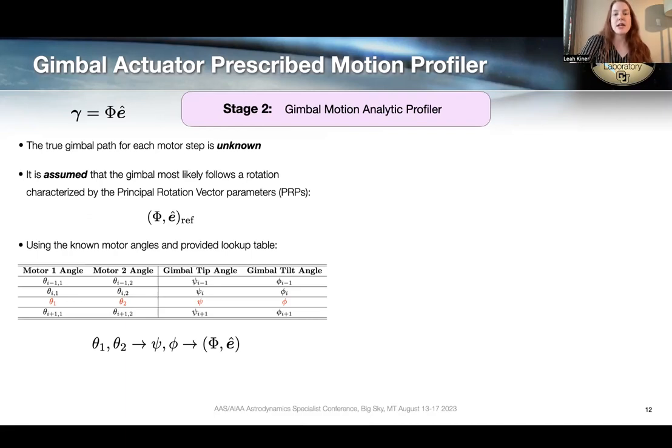So that process is outlined more in the paper. However, at the end of this step, we will obtain our initial and our final gimbal attitude in terms of principal rotation vector parameters.